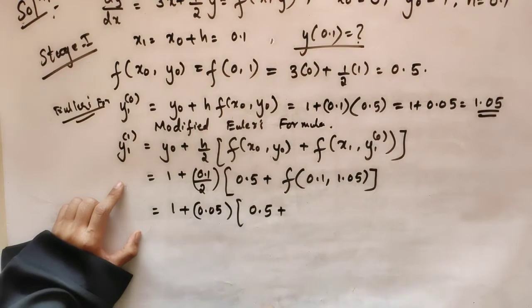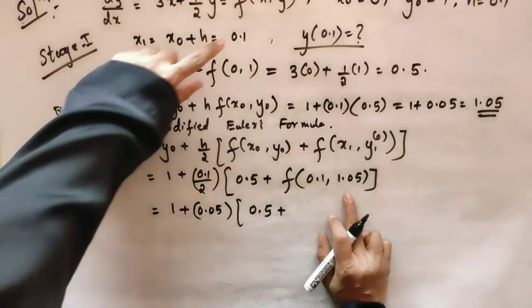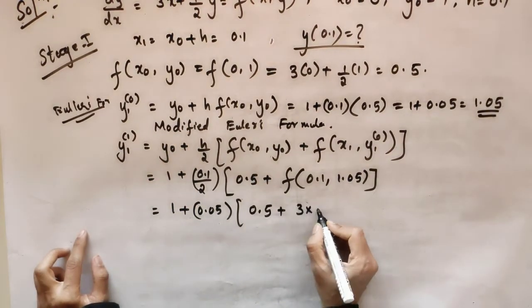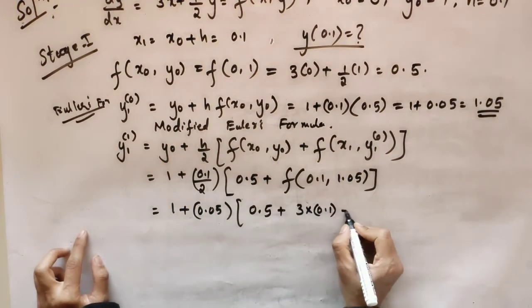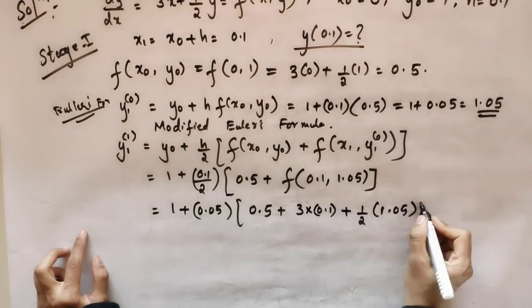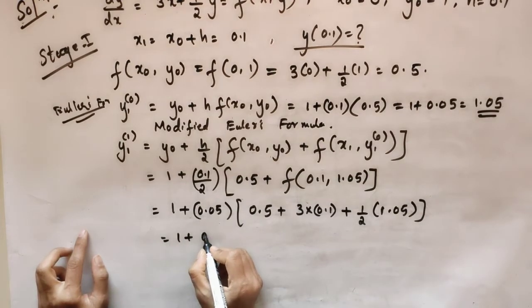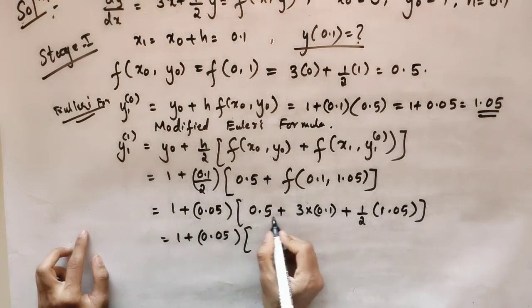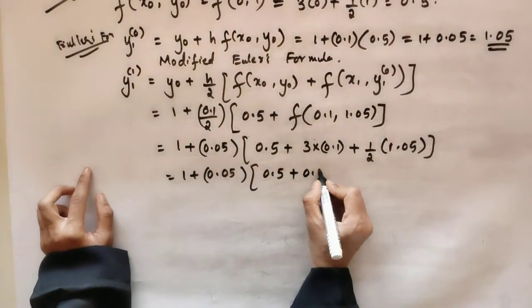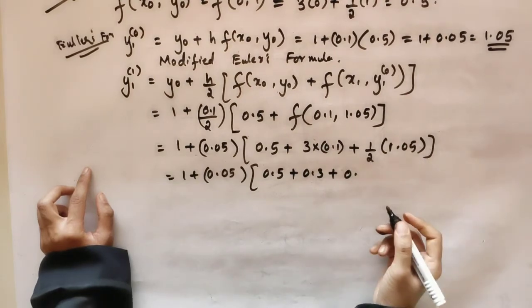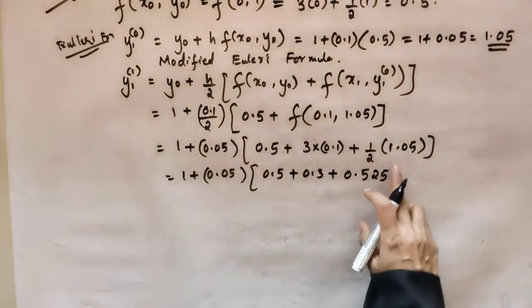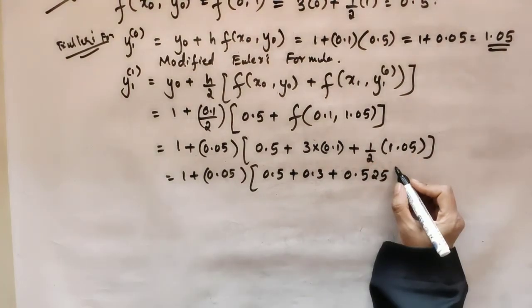0.5 plus, now how is f of x y defined? It is 3 times x plus half y. So 3 times x means 3 times 0.1 plus half times 1.05. Simplify this. Now this is 0.5 plus 0.3, 3 into 0.1. 0.3 plus, what is this? 1.05 divided by 2, you get 0.525.